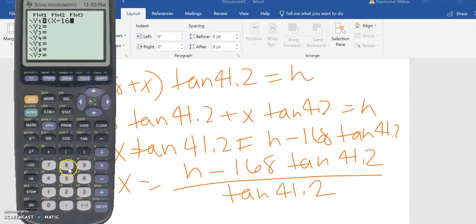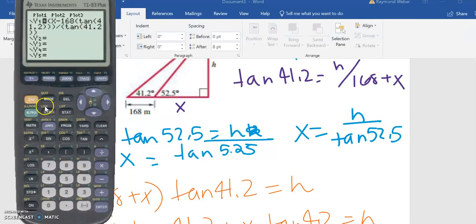So x minus 168 times tangent of 41.2, end parenthesis, end parenthesis, end parenthesis, divided by tangent 41.2, end parenthesis, end parenthesis. Okay, then I'm going to do my second one. I'm going to go up here, and I had x divided by tangent of 52.5. One more. Okay, then I'm going to hit graph.